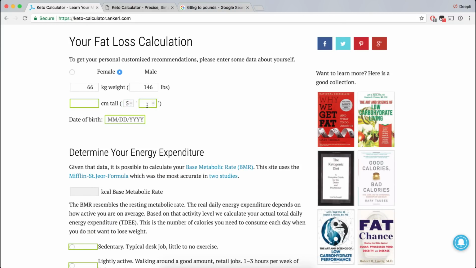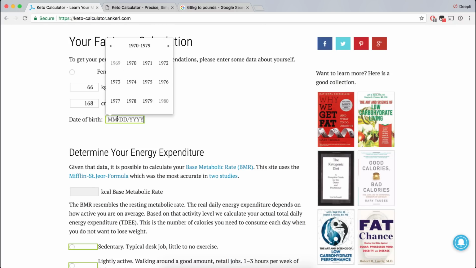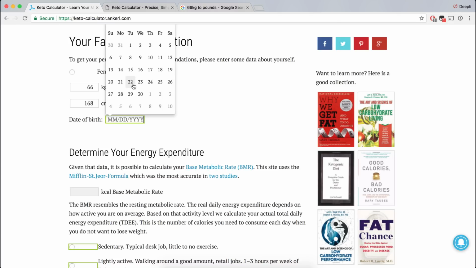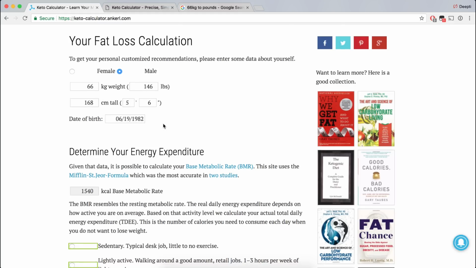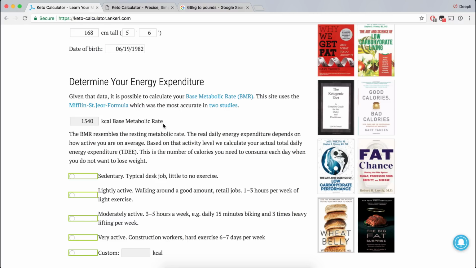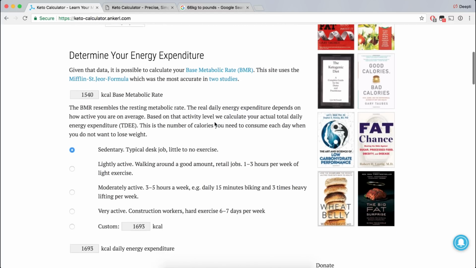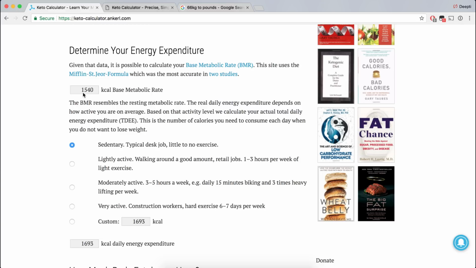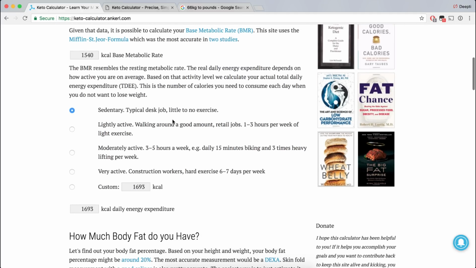So how tall am I? I am 5 feet and 6 inches. That's 168 centimeters, and my date of birth is June 19th 1982. So now you know how old I am. 35 years old, in case you are having trouble doing the math. Alright, so I have a rather sedentary lifestyle. Even though I don't have a desk job, I'm pretty much sitting at home and not doing much exercise. So according to this, I have a base metabolic rate of 1540.